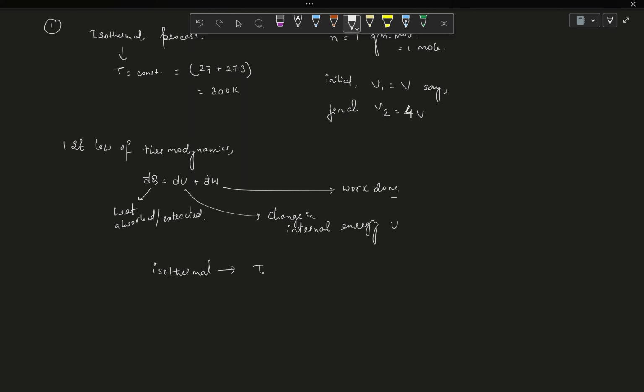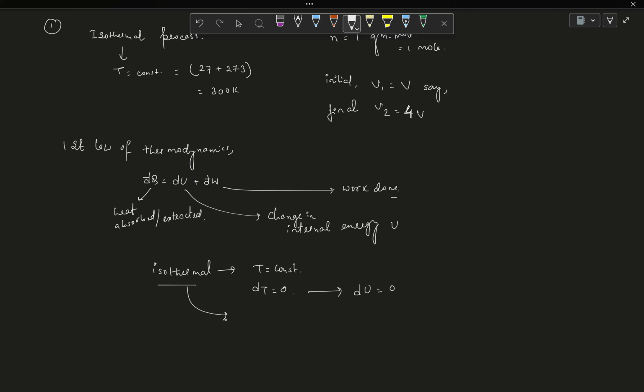Isothermal means temperature is constant at a particular value, and that means the change in temperature dT will be 0. And if dT is 0, obviously dU will also be 0. So this is a given fact. You have to remember that internal energy is a state function. It depends on the state the system is in, and it is a function of temperature. So if the temperature is constant, then the internal energy will also not change.